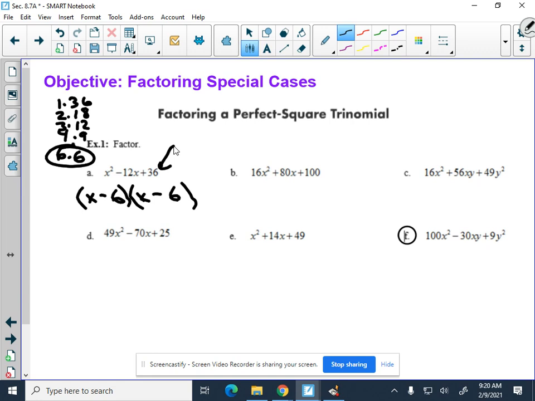But then we're going to rewrite our answer a little bit differently in the end, and this should look familiar because we had a section where we multiplied these. When we saw that little 2, we wrote 2 of those down. So it's reversing that process: x minus 6 squared.